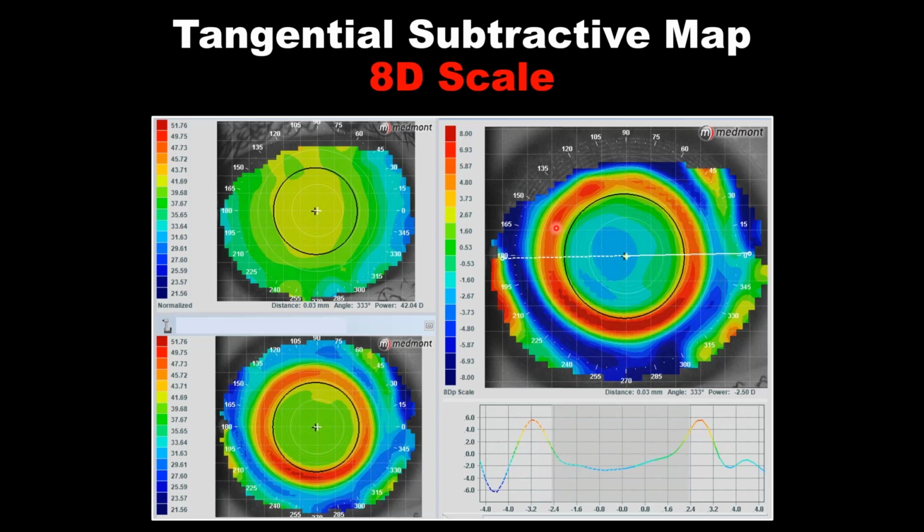So for those of you who do orthokeratology or monitor refractive surgery patients, this subtractive map is an excellent way to do that. And you want to ensure that you're adjusting the scale specific to each patient. Now, sometimes I'm lazy and I just leave it on the 2 diopter scale, and I might be missing a peak or a valley, but in general, adjusting the scale will give you more detail when you need it.